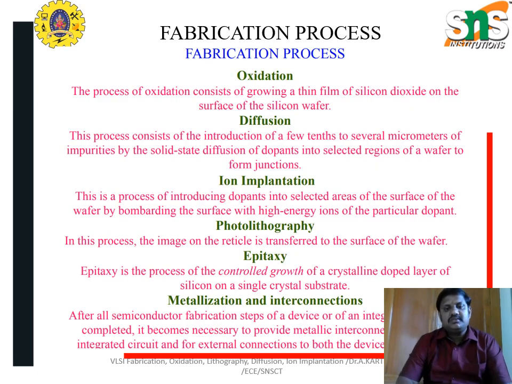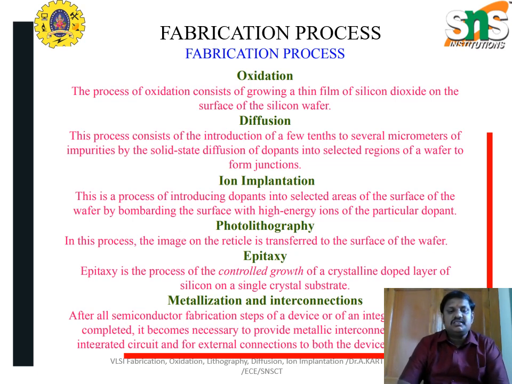Mainly the fabrication process involves oxidation, diffusion, ion implantation, photolithography, epitaxy, and metallization and interconnections, which play a major role in IC fabrication. Oxidation is the process that forms a thin film of silicon dioxide on the surface of the silicon wafer. Diffusion introduces impurities several microns deep into selected regions of the wafer by solid state diffusion, forming junctions.